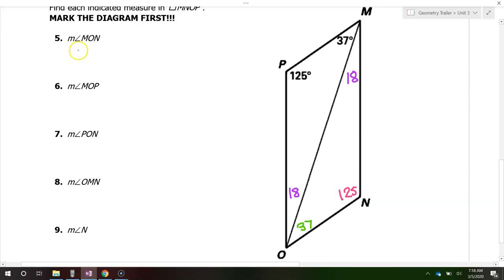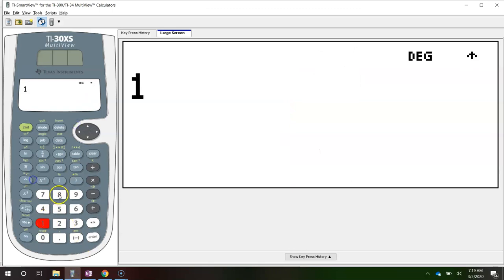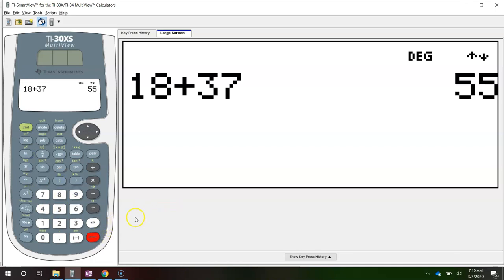Okay, let's talk about the measure of angle MON. Okay, MON would be like this. MON, that is 37 degrees. What about angle MOP? MOP would be this angle right here. That's the 18. What about angle PON? Well, angle PON is the combination of both of these angles. So I'm going to have to add these together. So that is going to be 55.